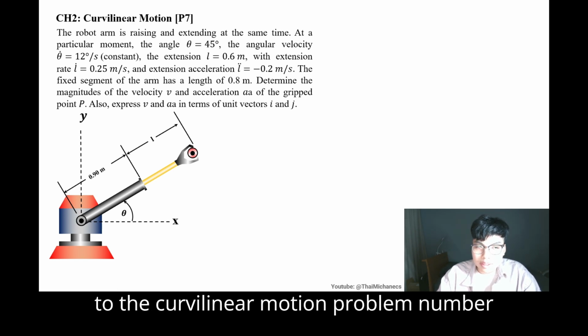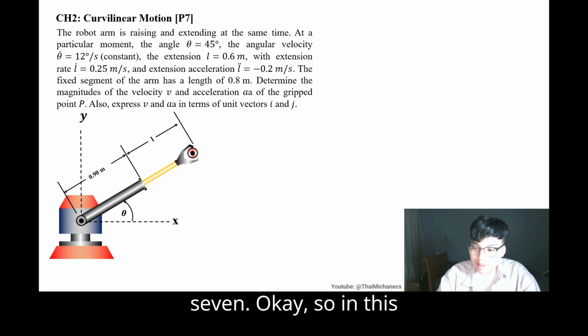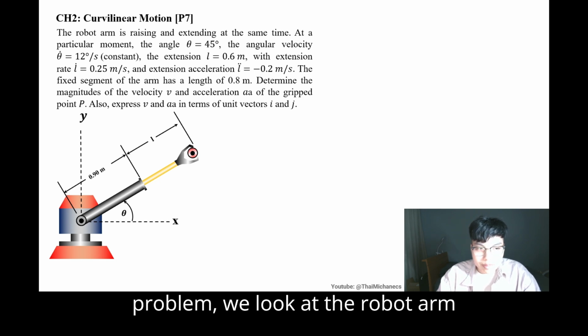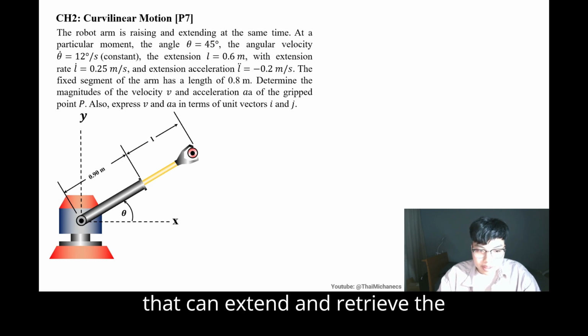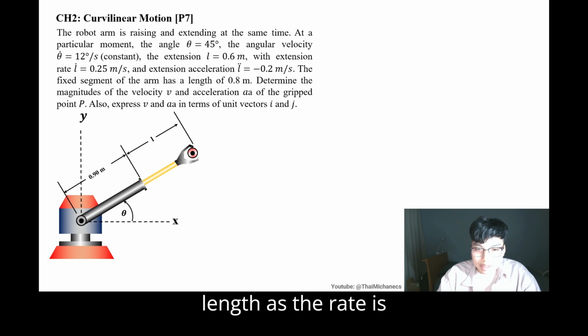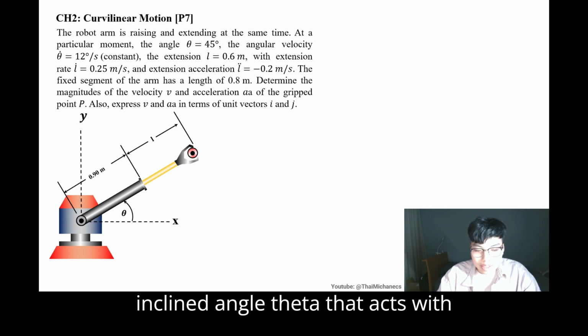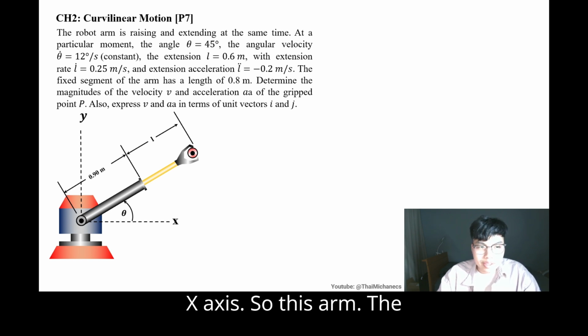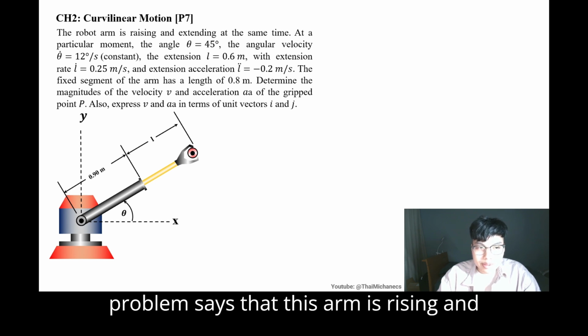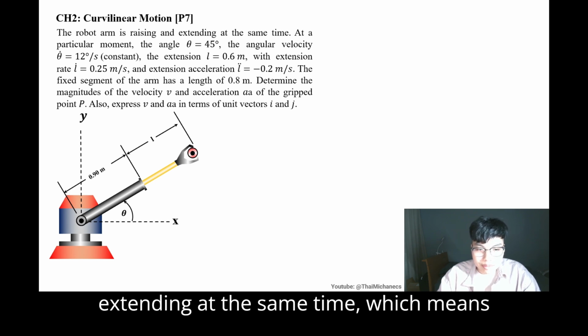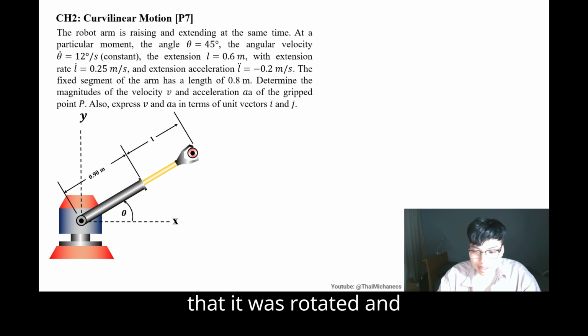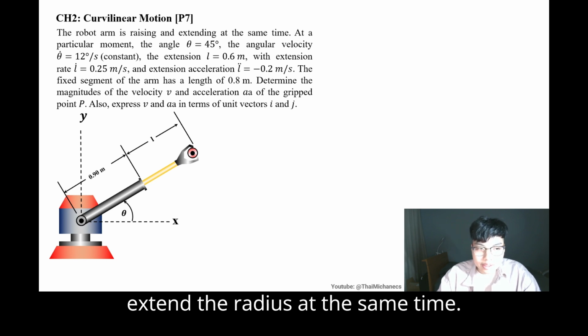Now we move to the curvilinear motion problem number 7. In this problem, we look at the robot arm that can extend and rotate, with the length rate given. We can see that the robot arm already has some inclined angle theta with the x-axis. The problem says that this arm is rising and extending at the same time, which means that it is rotated and the radius is extended at the same time.